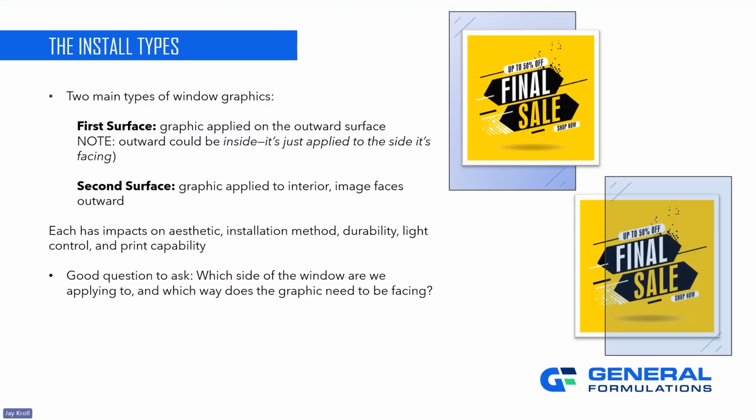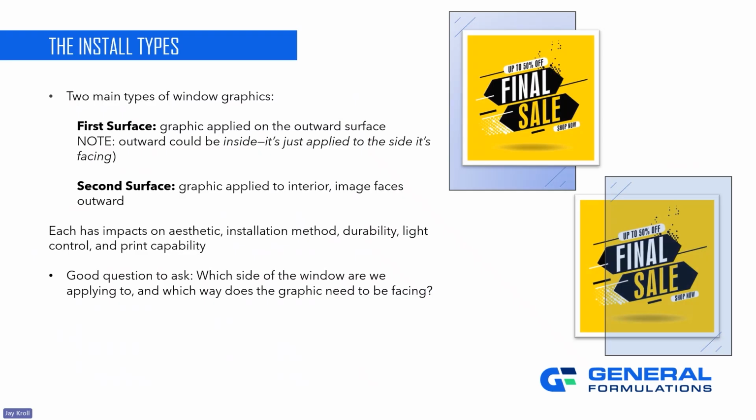When we talk about window graphics, there are two main installation types, often referred to as first surface and second surface. First surface, the graphic is applied on the outward surface. All right, the simplest way I've come up with to think about is if you're standing and you're looking at a graphic on a window and you reach out and poke your finger at it. If you touch the graphic before your finger gets to the glass, it's first surface. If you touch the glass before the print, that's second surface. You're seeing the image that was applied to the other side of the window, but it's still facing you.